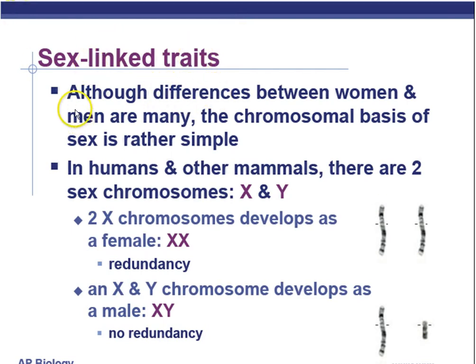And this is problems that happen on the sex chromosomes, the 23rd pair. Although differences between women and men are many, the chromosomal basis of sex is very simple. If you're a female, you get two X's. If you're a male, you're XY.